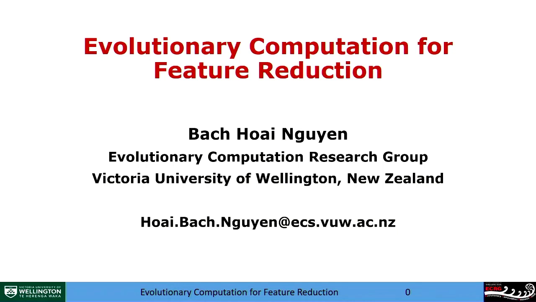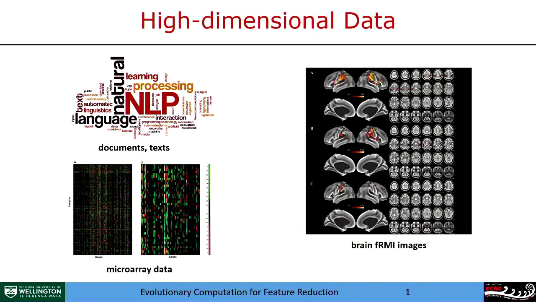Okay, good morning everyone. Today I would like to talk about one of my research projects, which is using EC, evolutionary computation, for reducing the number of features. Currently we have so much data that has a large number of features, like text data, gene expression data, or image data, which can have up to millions of features, right?